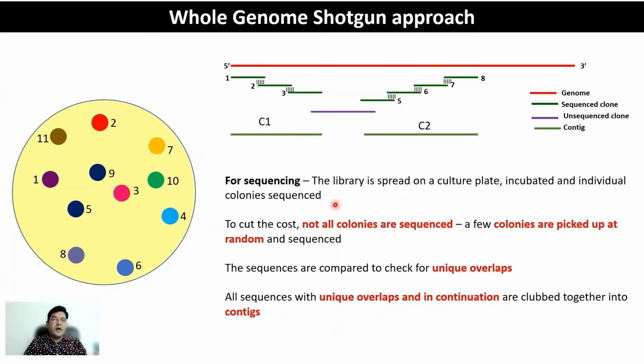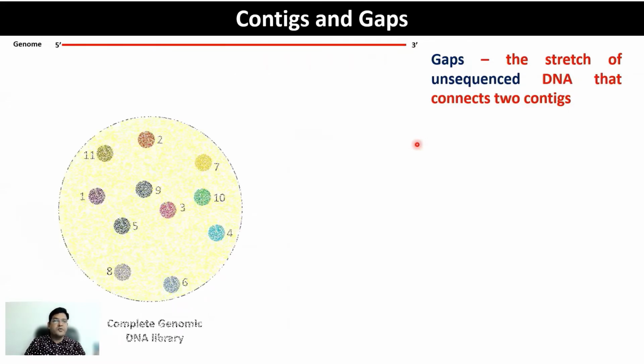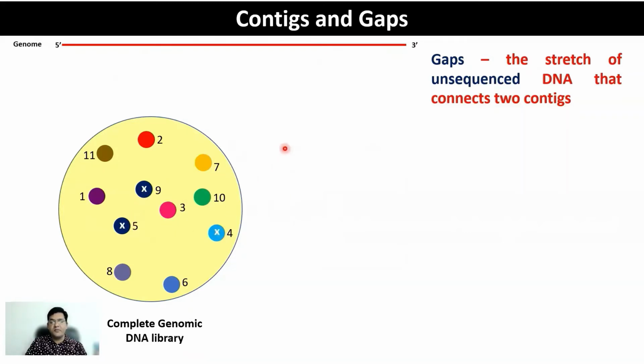So all sequences with unique overlaps and in continuation are clubbed together into Contigs. As I said, you could have what is known as a gap. So let's now talk about gaps. This is your genomic DNA again, and only the top strand is represented. So you have the 5' end here and the 3' end here. And then, of course, you have your complete genomic DNA library. But during sequencing, you are picking up random fragments, and in the process, you did not pick up fragments 9, 5, and 4, for example. Since these fragments have not been picked up for sequencing, obviously their sequence will be missing. So when you assemble the fragments together, you will not get sequences for 9, 5, and 4.